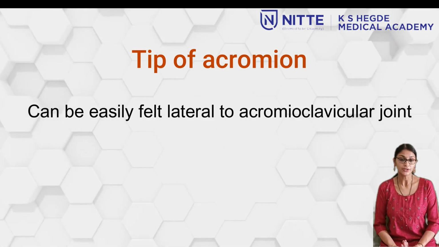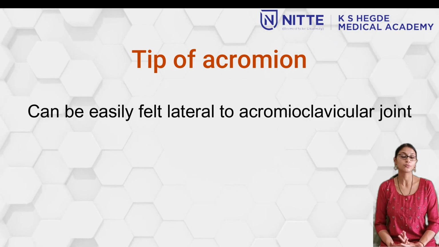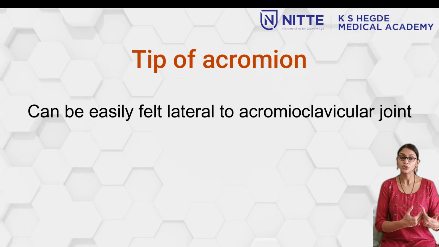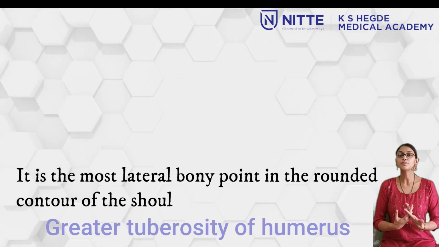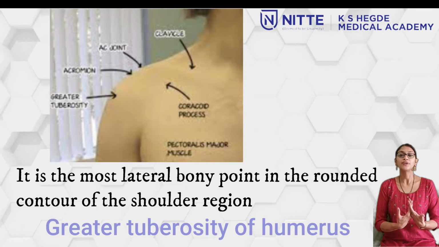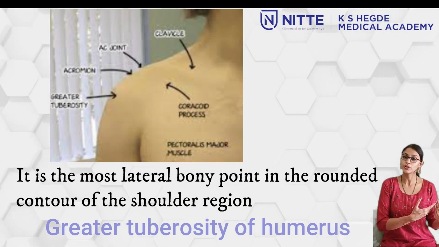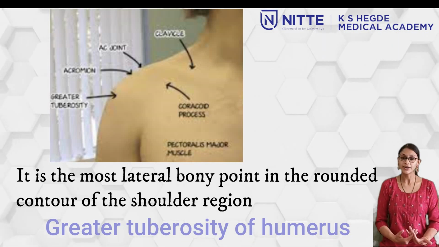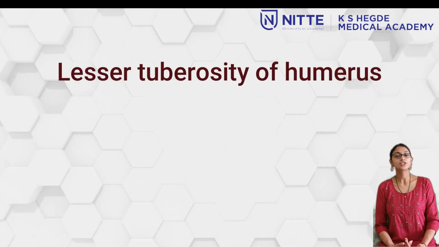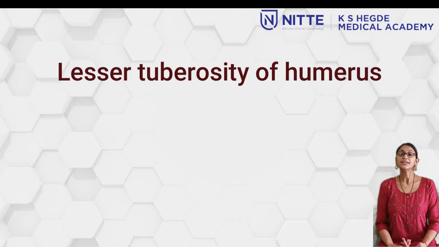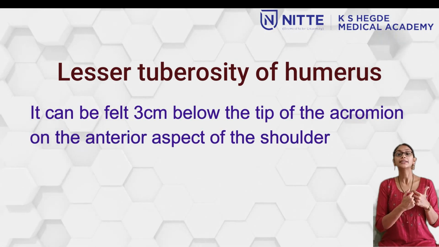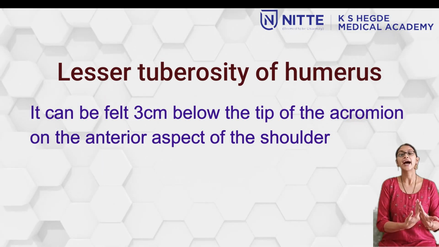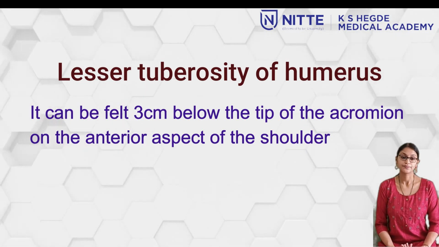Tip of acromion. To feel for the tip of the acromion process, it can be easily felt lateral to the acromioclavicular joint. The greater tuberosity of the humerus can be felt as the most lateral bony point in the rounded contour of the shoulder region that is covered by the deltoid muscle. The lesser tuberosity of the humerus can be felt 3 centimeters below the tip of the acromion. So first you have to feel for the tip of the acromion process on the anterior aspect of the shoulder region.